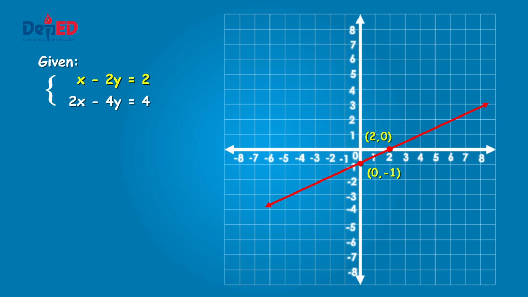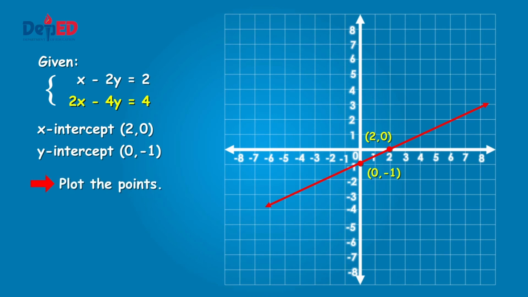Let us proceed to the next line for the equation 2x - 4y = 4. What do you think is the x-intercept? It is (2, 0). Then what is the y-intercept? We have here (0, -1). Next is to plot the intercepts and connect. We now have the line for the second equation.